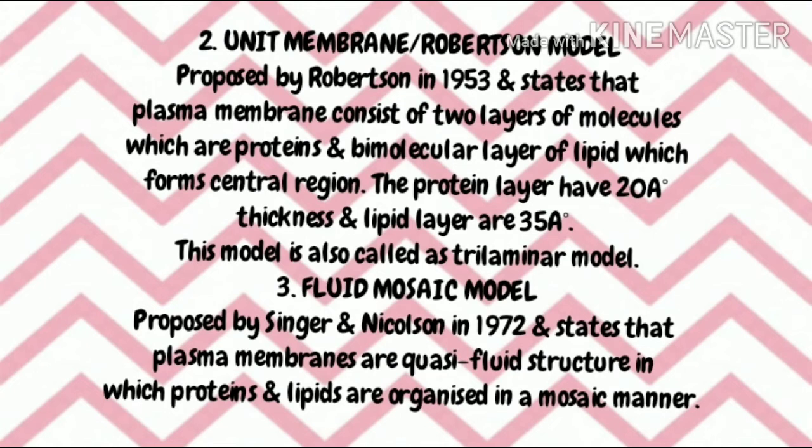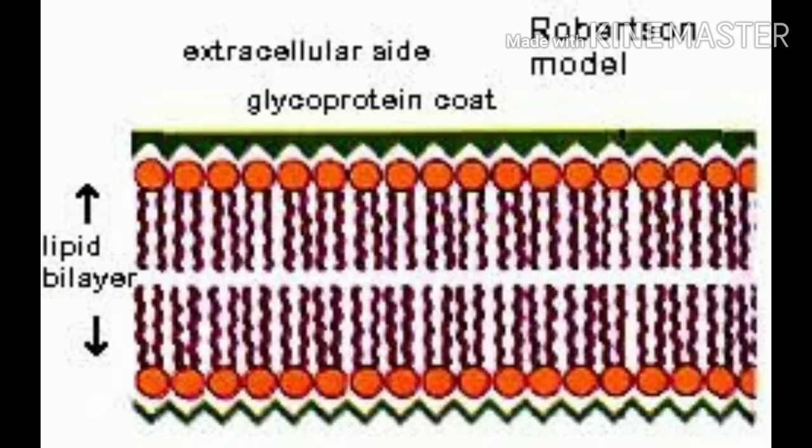This is also called a trilaminar model, as it has three layers. That is why it is called the trilaminar model. Otherwise, we can call it the unit membrane model or Robertson model. Hope you understood. For better understanding, I will show you a picture.